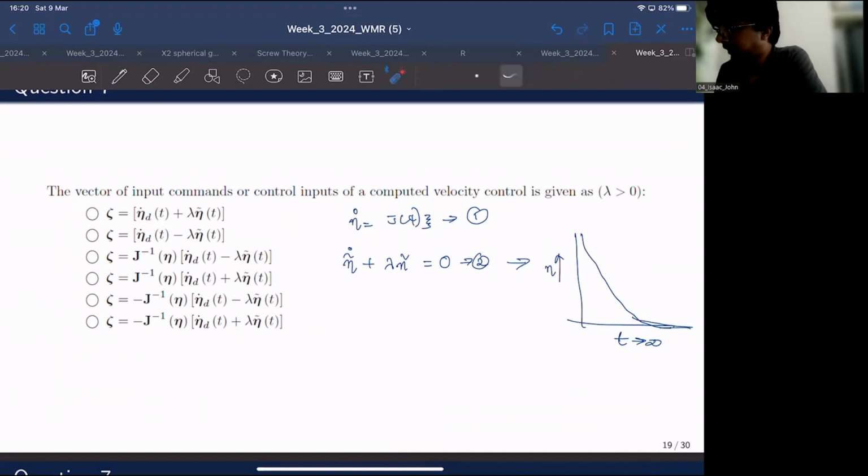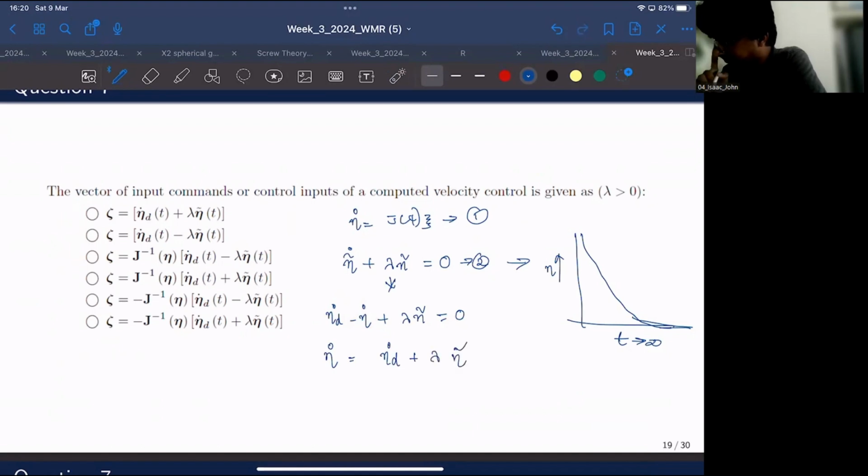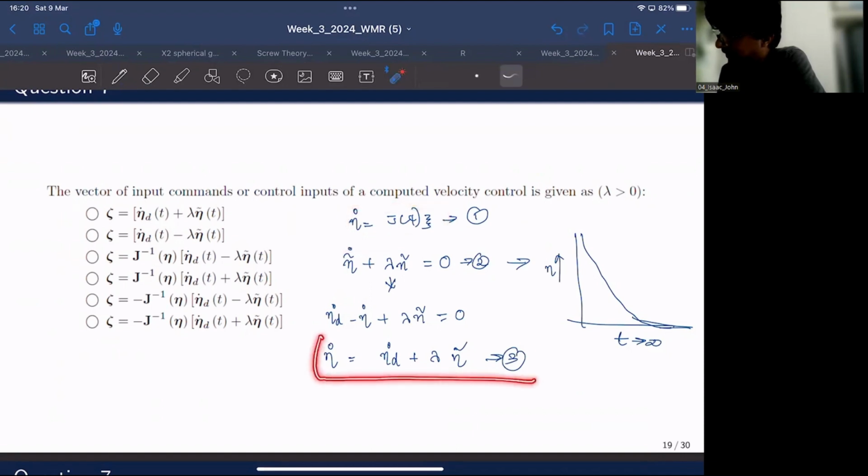Right? So on further expanding this, what is eta tilde dot? Eta tilde dot is eta desired dot minus eta dot, plus lambda eta tilde. This should be 0. If I bring this to the other side, you will get eta dot equals eta desired dot plus lambda eta tilde. I'll label this as equation 3. And from equation 1, what is eta dot? And from equation 3, what is eta dot?